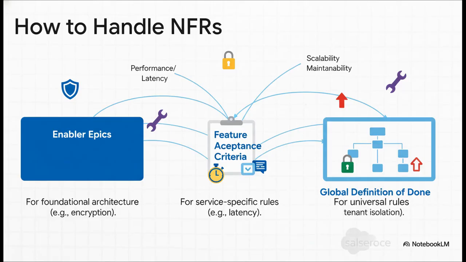Now, what's really cool about this is how every single NFR gets a specific home. There are 3 places it can live. If it's a huge foundational piece of work, like building a new encryption framework, it becomes an enabler epic. If it's a constraint on one specific service, like this search has to return in under 500 milliseconds, it becomes acceptance criteria on that specific feature. And if it's a universal rule, something like tenant data must always be isolated, it goes straight into the global definition of done. Nothing is left to chance.